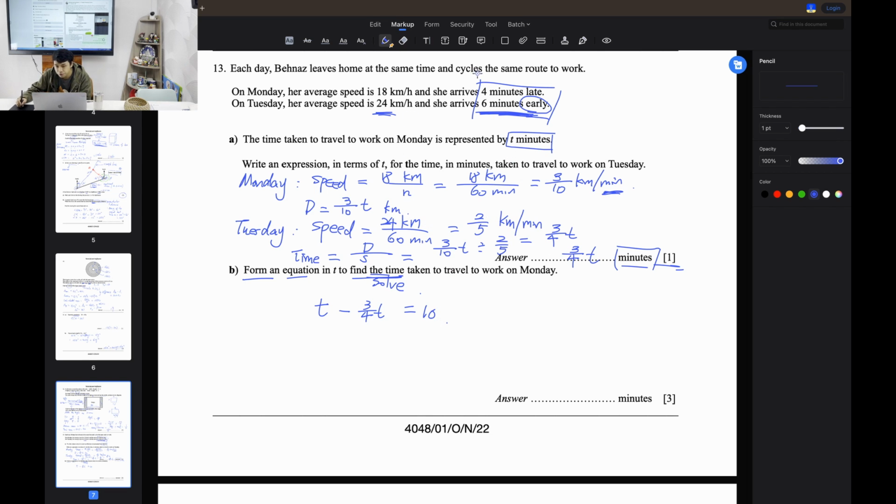Don't use 6 minus 4, okay? So the total difference is 10 minutes. That means your 1/4 T is 10. Your T is 40 minutes. T is 40.